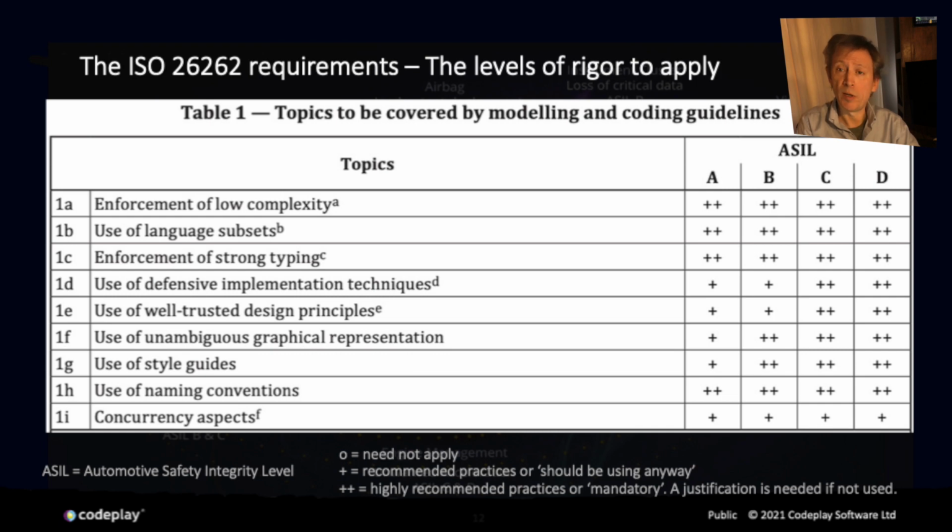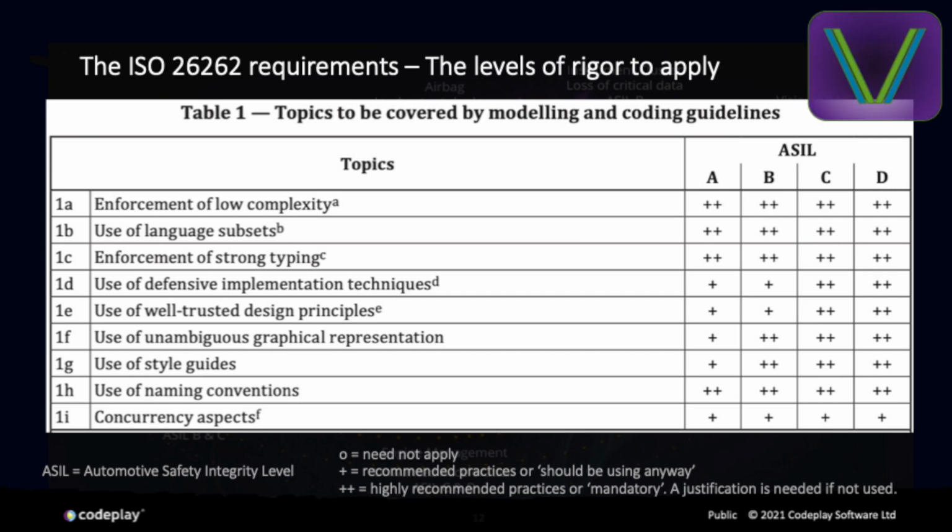If you see an O in a box, it means the requirement or activity does not need to be carried out. A plus in the box, however, means the requirement is recommended and should be carried out as part of good engineering practice. A double plus means it's mandatory and you must carry that out. However, for any plus or double plus requirement, a deviation is allowed where a valid case can be made. And with that, back to the contents of this table, Table 1, the Modelling and Coding Guidelines.